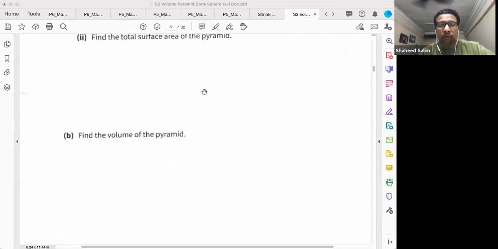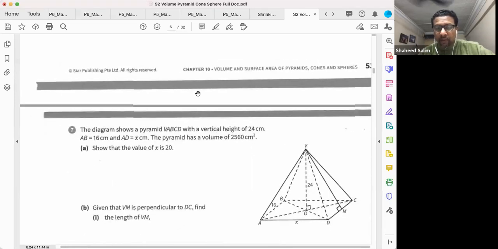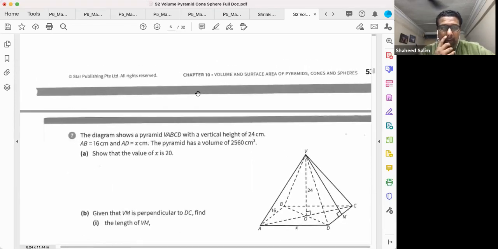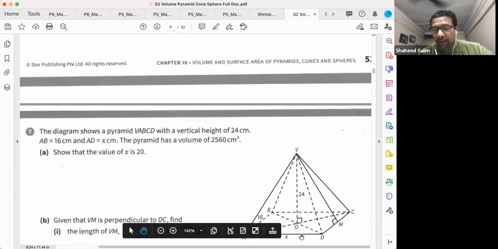Surface area later, then volume they ask you to find. So let's try this one. Can you try question number A, please? Question number A only, they want you to find the length down here. You remember they give you the volume now. So x times 16 times 24 divided by 3 equals to this. You can form an equation. Then you find out what's x.